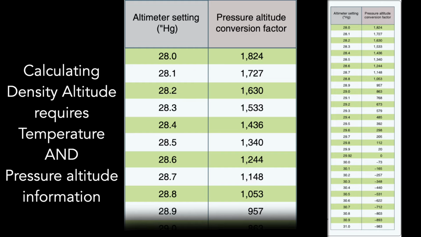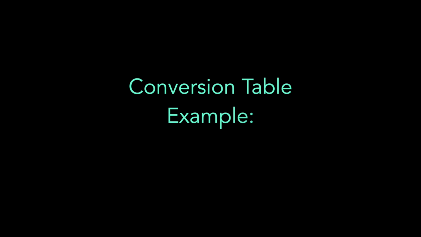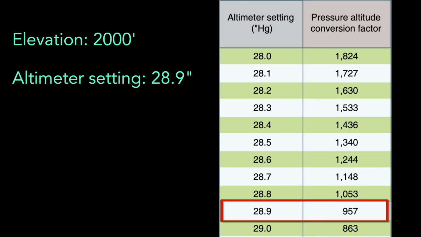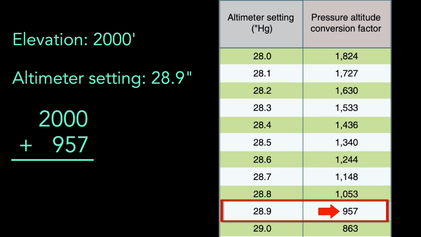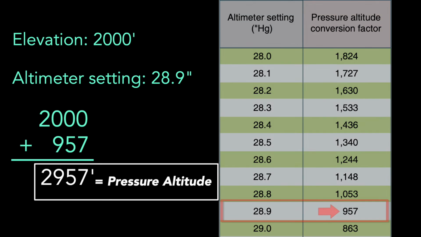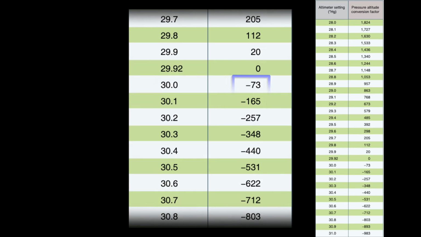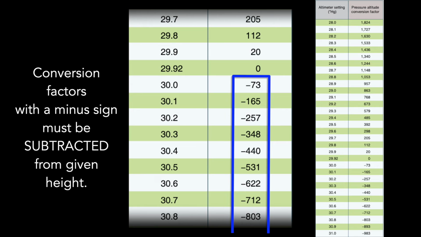So let's practice how to calculate for pressure altitude with some examples. How about if our given elevation at an airport would be 2,000 feet and our altimeter setting was 28.9? This would lead us to a conversion factor of 957. This means that we would need to add 957 to our elevation of 2,000 feet, and our pressure altitude would be 2,957. Note that these negative conversion factors that begin to appear towards the bottom half of this table simply means that we would need to subtract these quantities from our elevation or height.